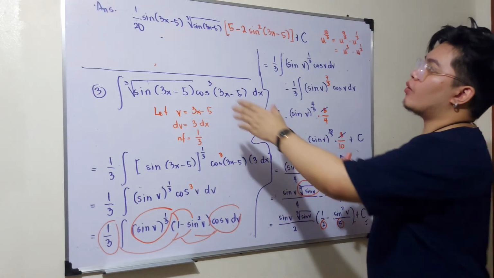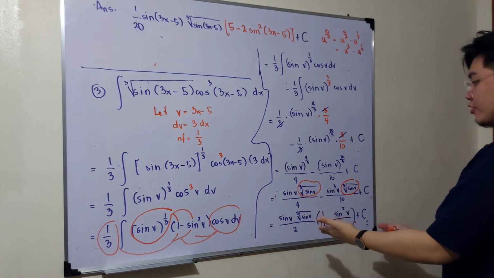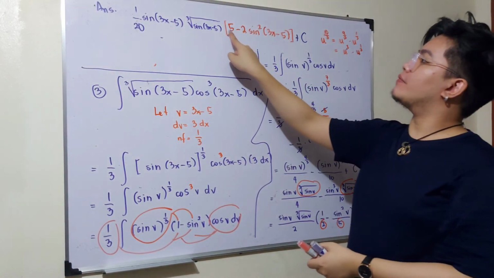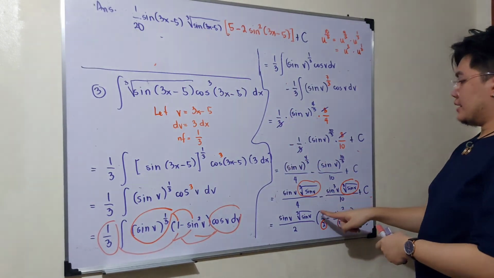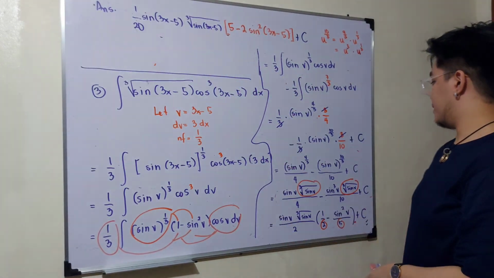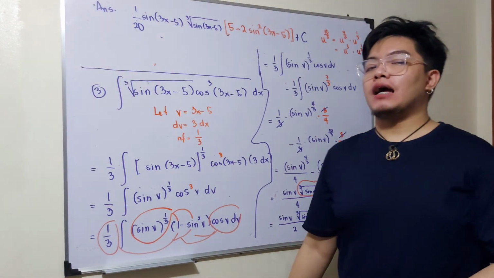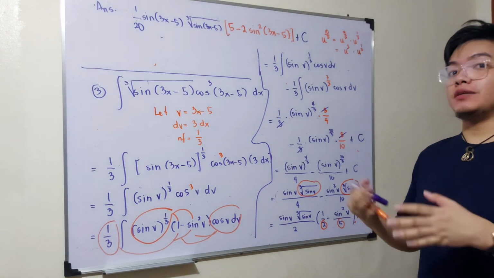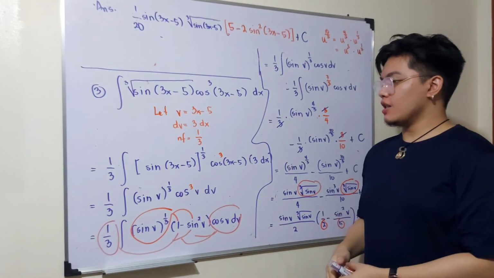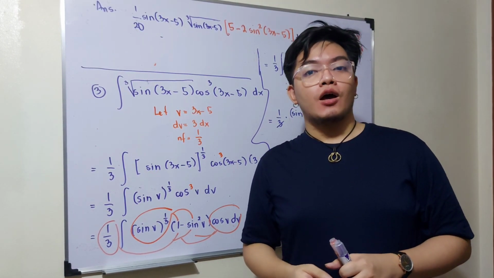So pag dinistribute mo itong part na lahat to, dito sa dalawa, magka-count up yun dito. O diba? 5 divided by 20, 1 over 4, 2 over 20, 1 over 10. So sa topic na to, maraming nagkakamali sa pag-distribute at sa pag-simplify talaga. Okay, so yun na yung case 2 ng powers of sine and cosine. Meron pang case 3.